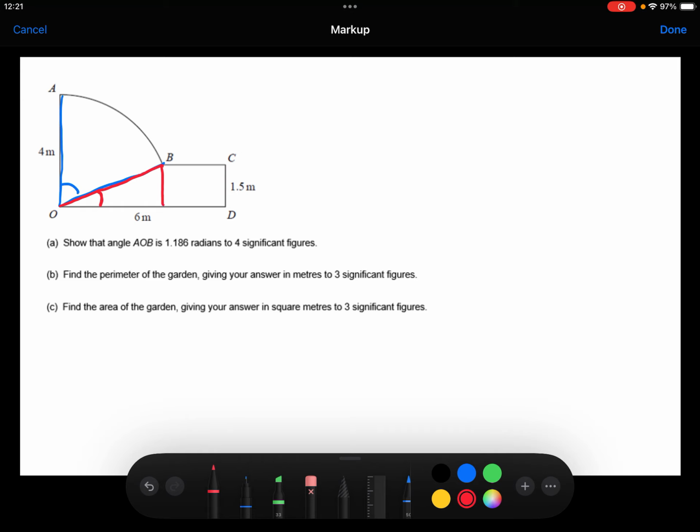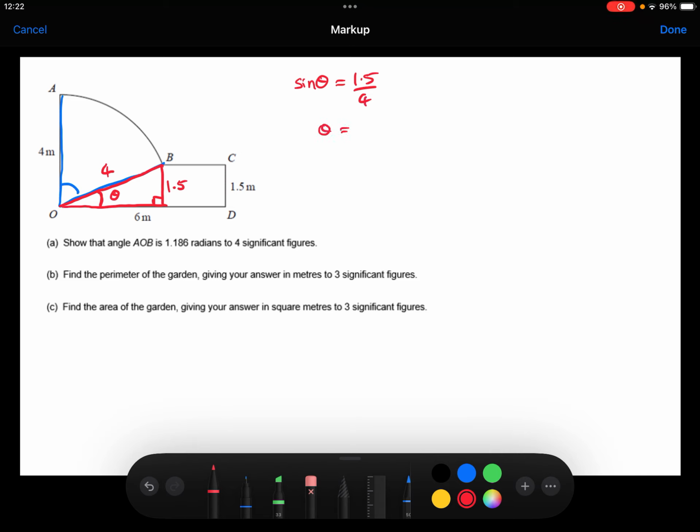I'm going to focus on this little right angle triangle here, where I know that this is 1.5 because of the CD being 1.5, and I know that this is 4 because that is the radius of the sector. So that allows me to work out this angle here, theta, because I can say that sine theta is equal to the opposite divided by the hypotenuse.